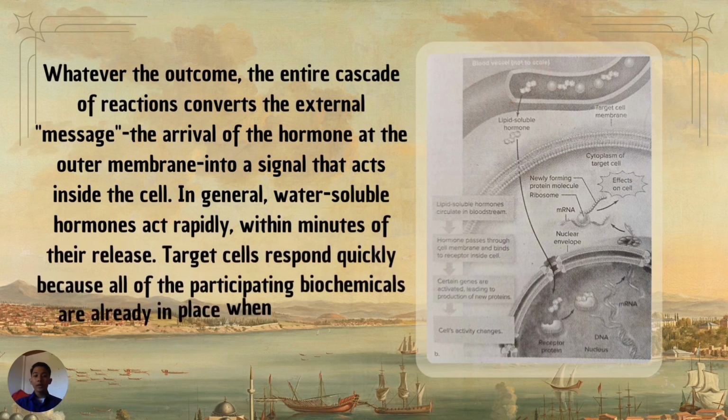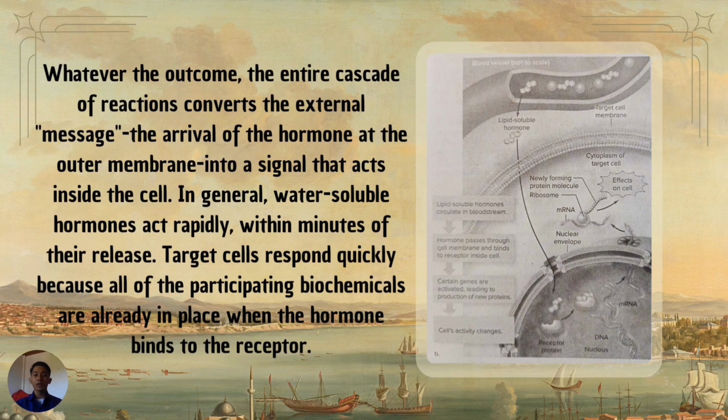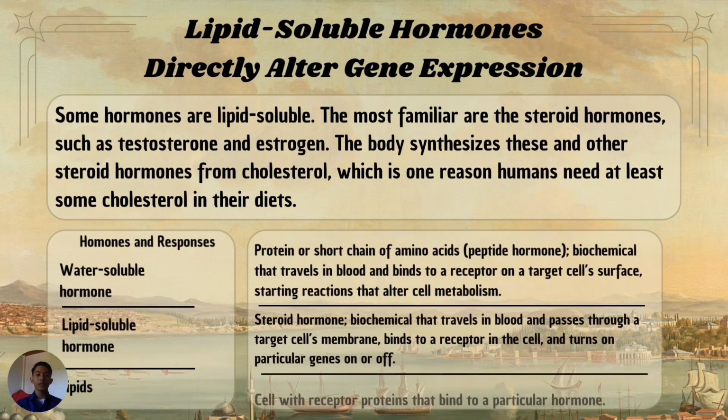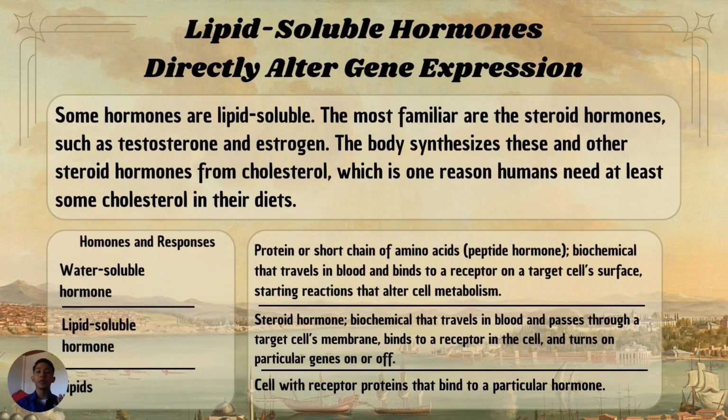Whatever the outcome, the entire cascade of reactions converts the external message, the arrival of the hormones at the outer membrane, into a signal that acts inside the cell. So, in general, water soluble hormones act rapidly within minutes of their release. The target cell responds quickly because all the participating biochemicals are already in place when the hormone binds to the receptors.